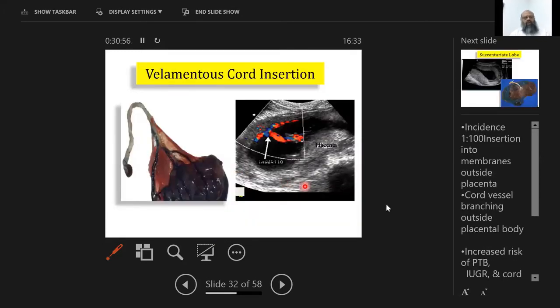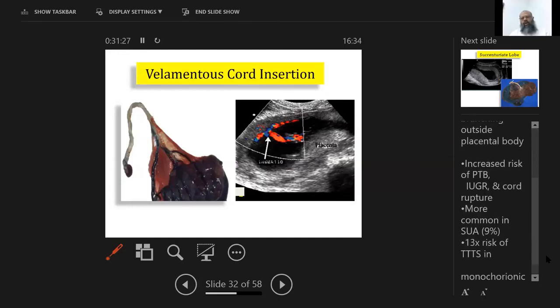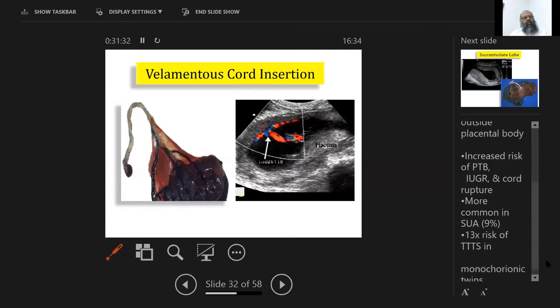Velamentous cord insertion, the incidence is 1 out of 100 insertions. It will be an insertion which will be outside the placenta. This is placenta and cord insertion is here. And the cord vessels are branching outside the placental body. Increased risk of IUGR and cord rupture are there, and more common in single umbilical artery conditions, which is about 9%.